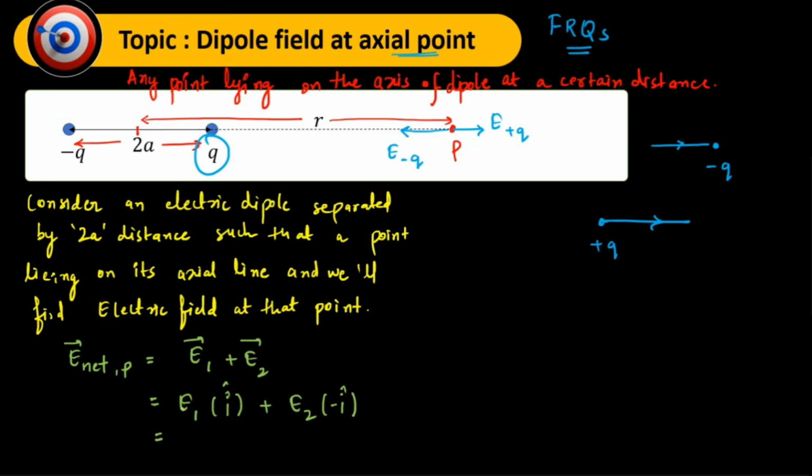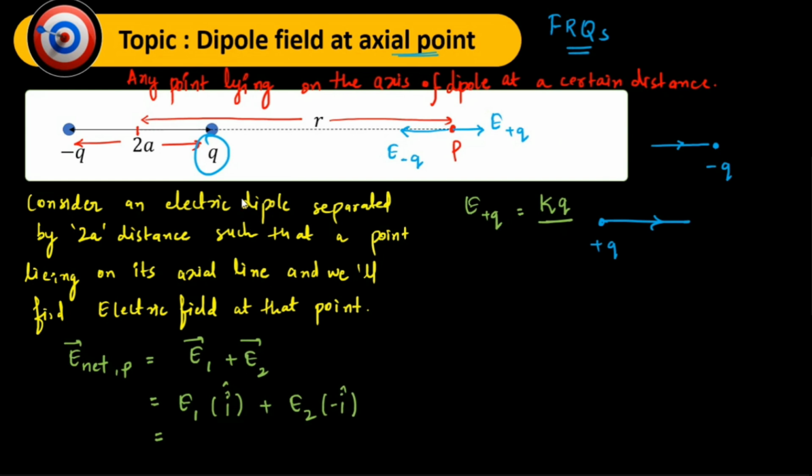Now, let us try to write the value of E1 and E2, or you can say E plus Q and E minus Q. So for E plus Q, what is the formula for electric field? It is simply KQ by R square. Now, R square is the distance of the charge from that point. So if you look at the positive charge here and this point P, what is the distance between the point P and the positive charge? Try to answer it in terms of R and A.